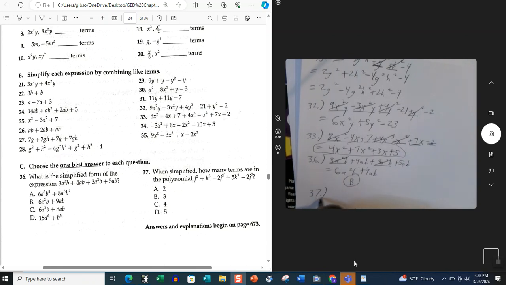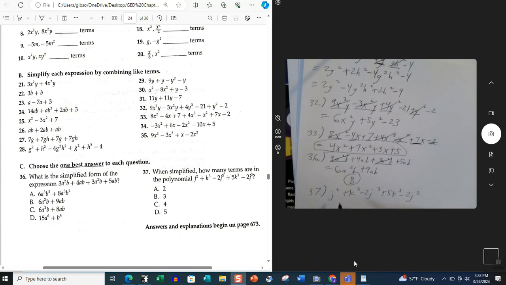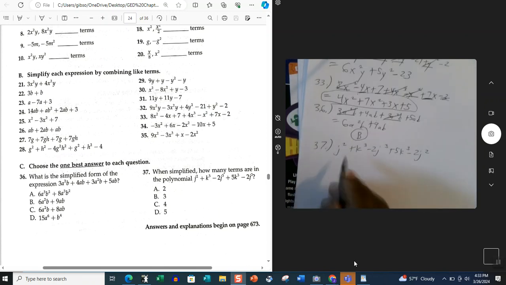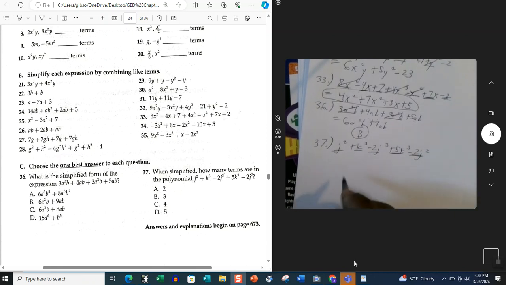And then finally, problem 37. When simplified, how many terms are in the polynomial? You have j squared plus k cubed minus 2j cubed plus 5k cubed minus 2j squared. Now remember, I said that terms are separated by addition or subtraction. So what you do here, this is one term. This is your second term. This is your third term, your fourth term, and your fifth term. So your answer here should be 5, which is D.